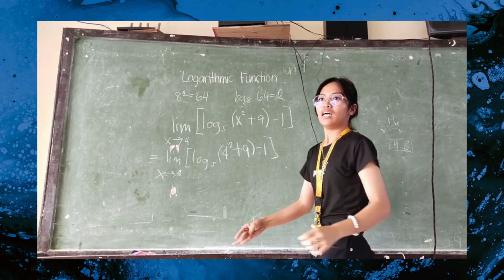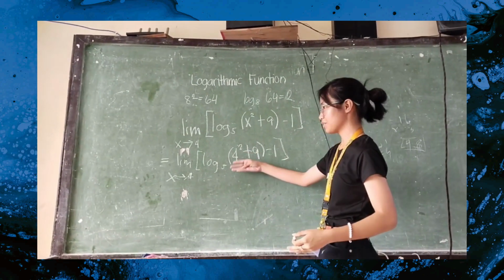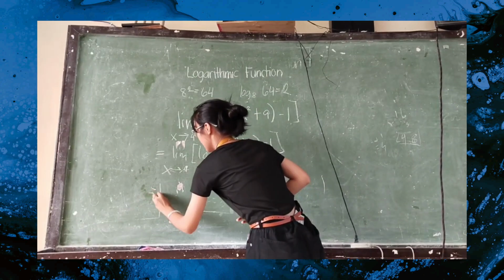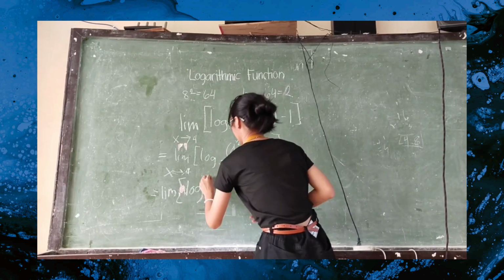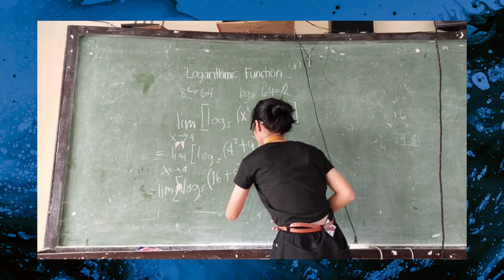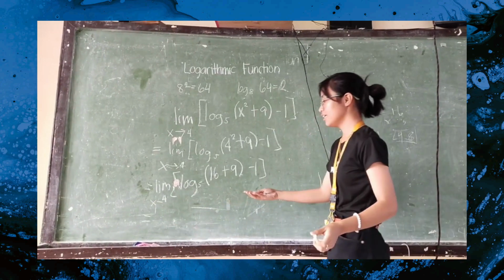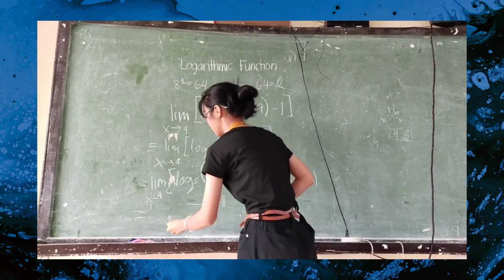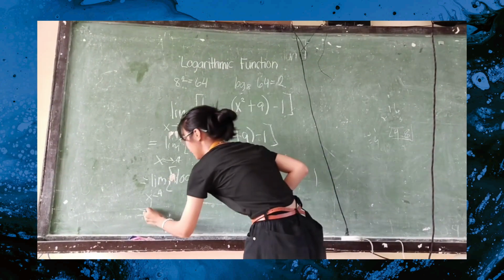The next step is to use PEMDAS. First is to do the parenthesis, and in the parenthesis there is an exponent. So it would be written again as limit of log base 5, 4 squared is equal to 16, plus 9, minus 1, as x approaches 4. Then inside the parentheses is 16 plus 9. Since it is in a parenthesis, we should prioritize it.